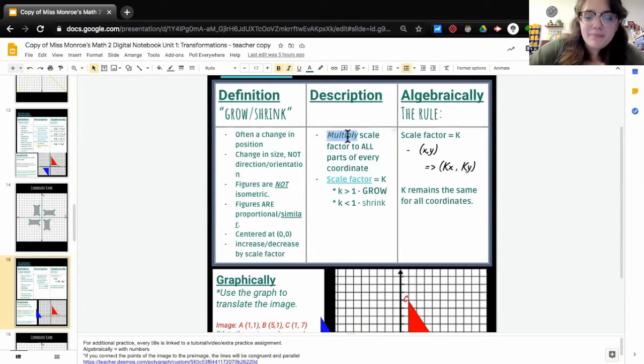So you are going to multiply your scale factor to every part, or to all the parts of every coordinate. You are multiplying that scale factor to an x and to a y. So whatever you have, if your point is at 1, 1, and you are multiplying it by a scale factor of 3, you're going to say 1 times 3 is 3, 1 times 3 is 3. That point is now at 3, 3.